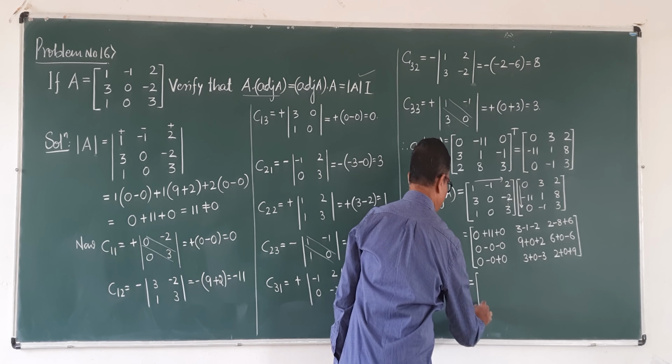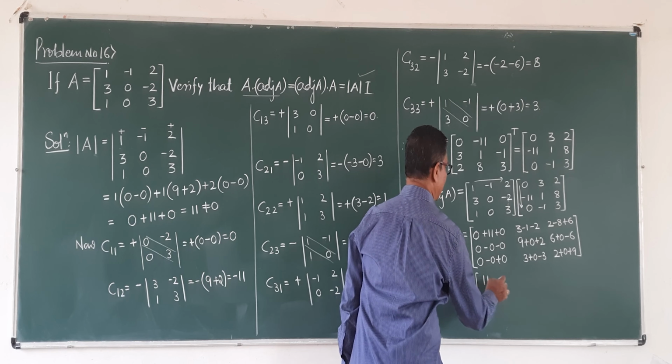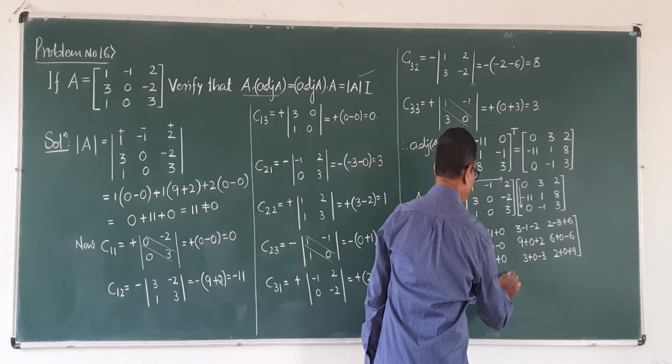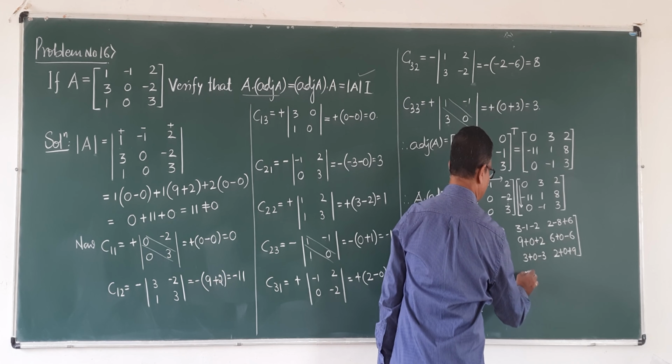Is equal to 11, 3 minus 1 is 2, 2 minus 2 is 0, 2 minus 8 minus 6 plus 6 is 0, 0, 9 plus 2 is 11. 6 minus 6 is 0, correct? This is 0, 3 minus 3 is 0, 9 plus 2 is 11. This is A into adjoint of A.